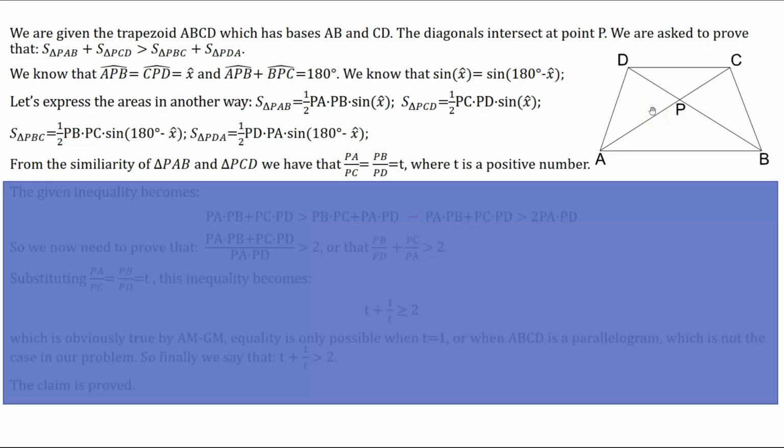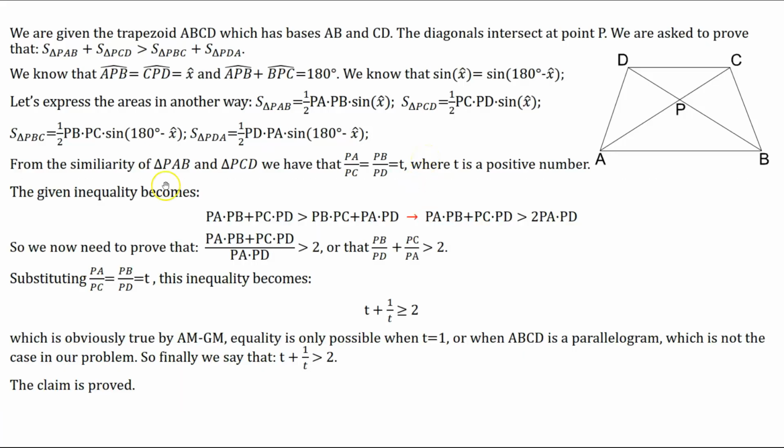Now, triangles PAB and PCD are similar to each other because all their three angles are equal. So these two angles are equal, these two angles are equal, and also these two angles are equal because AB is parallel to CD. Now, from this similarity of PAB and PCD, we have that PA divided by PC is equal to PB divided by PD, which we denote as the number T, where of course T is a positive real number.